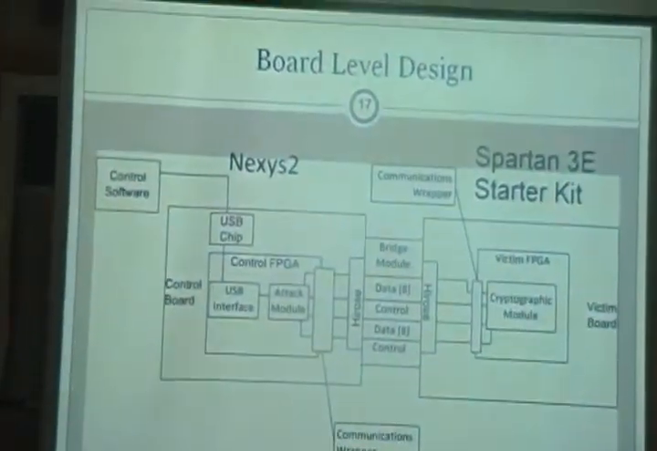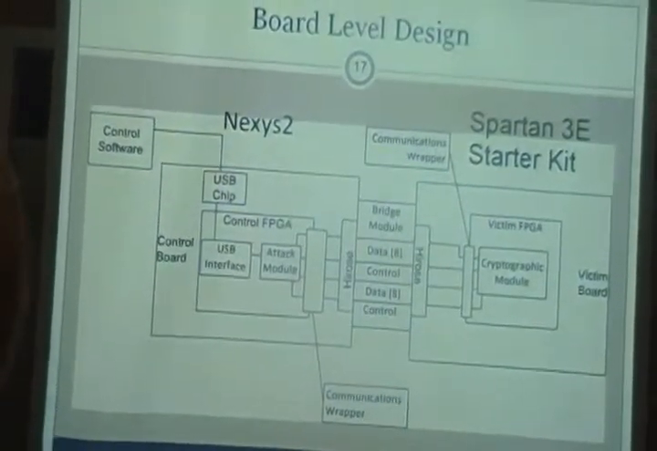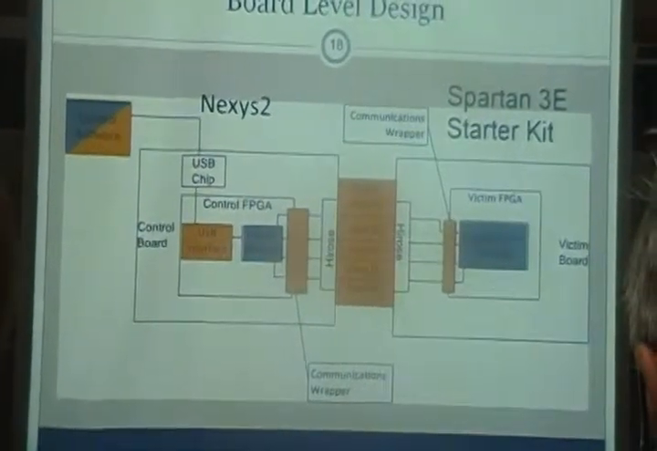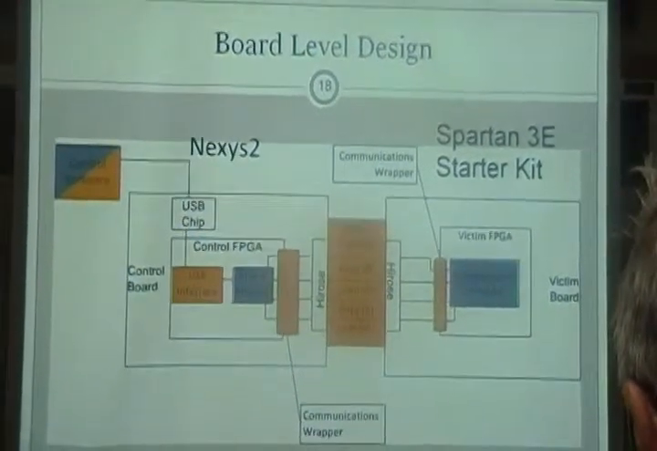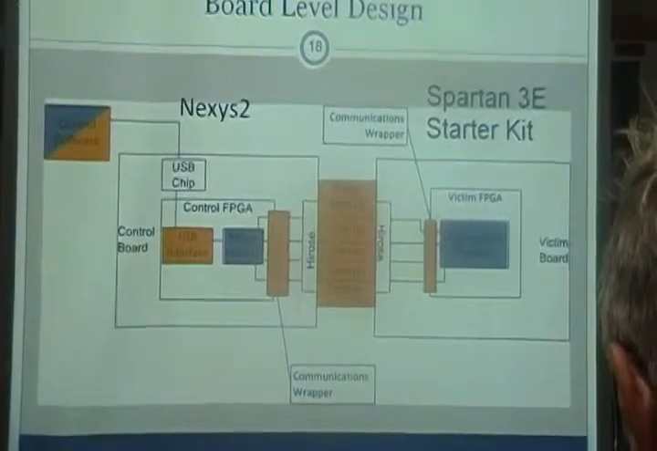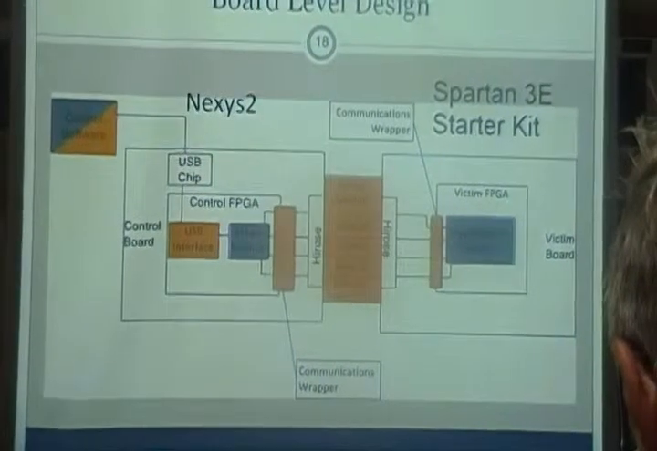This is a board-level design of our system, showing all of the necessary components that I just mentioned. The components that are highlighted in yellow are components that we had to change, modify, or completely write from scratch ourselves, whereas the blue modules were provided by the Sasebo code.